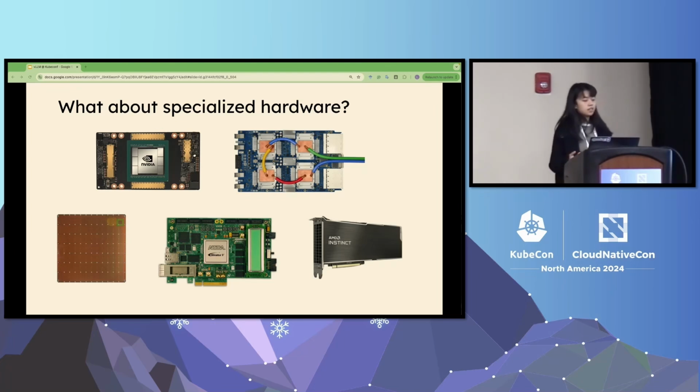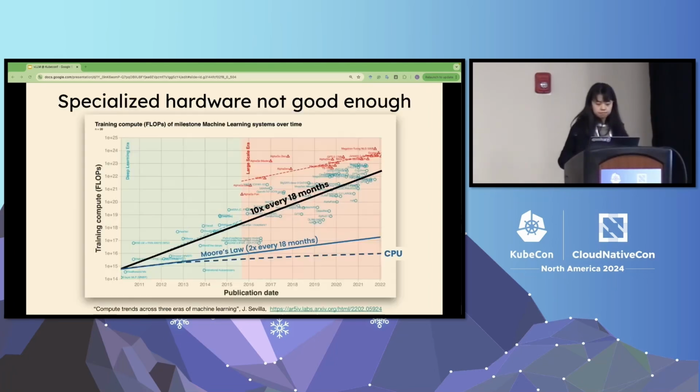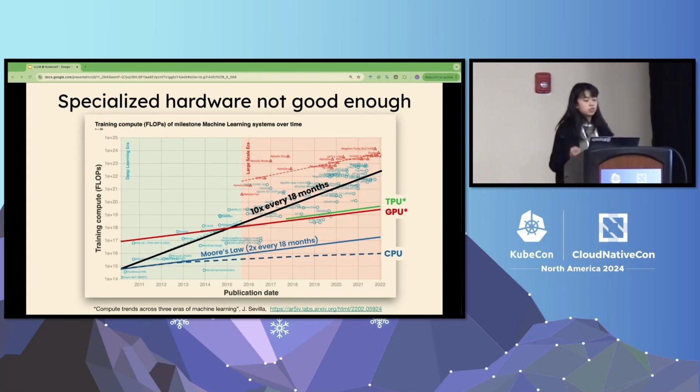Now, the question is that with those advanced, specialized hardware, can we solve the problem? And the answer here is it's not enough. Similar story. Even with those specialized hardware, the gap between the demand and the supply increases 256 times every 18 months. So that being said, a single machine or a single piece of hardware is definitely not enough to train those large language models. Actually, nowadays, as models grow larger and larger, a single node may not even be enough for serving the model.